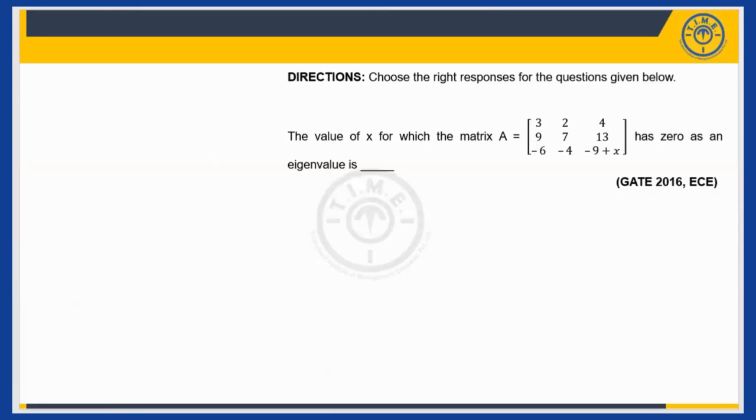So the value of x for which the matrix has 0 as the eigenvalue. Now, if 0 is the eigenvalue, then what can we say? Det A equals 0 according to the property. So find out the determinant, equate it to 0, and you will get the value of x.